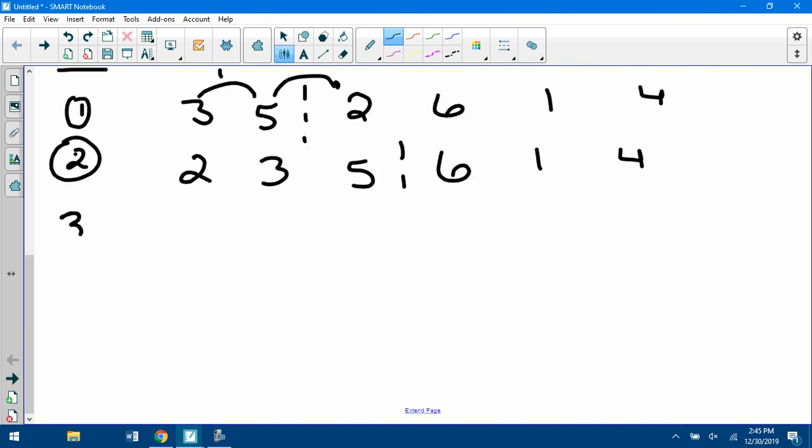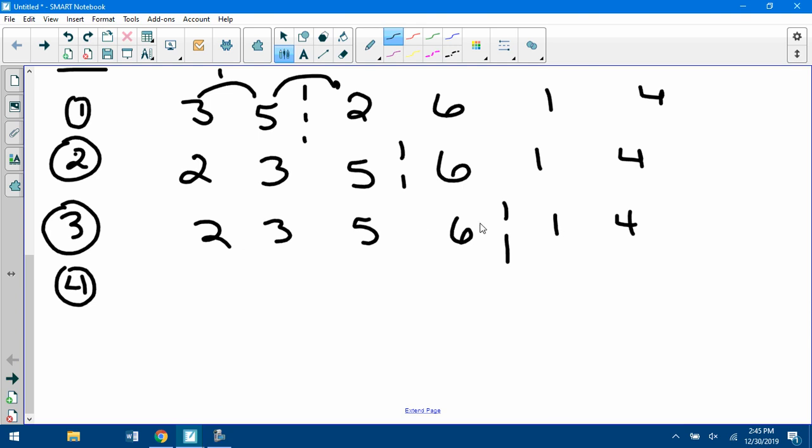Third time through. Looking for where 6 goes. Is 5 smaller? Yup. So nothing really needs to happen. 6 stays where it is. 5, 3, and 2 didn't shift at all. 1 and 4 weren't touched, so it looks like nothing happened, but now I know that 6 is in the right spot.